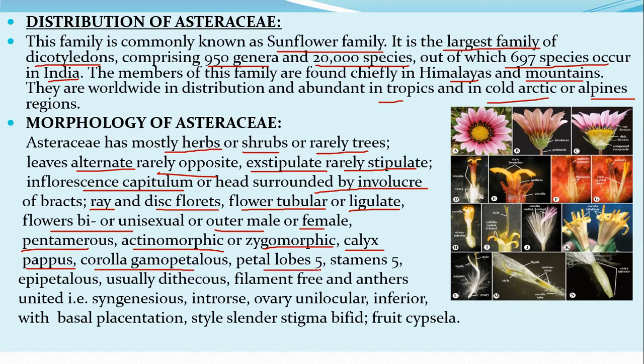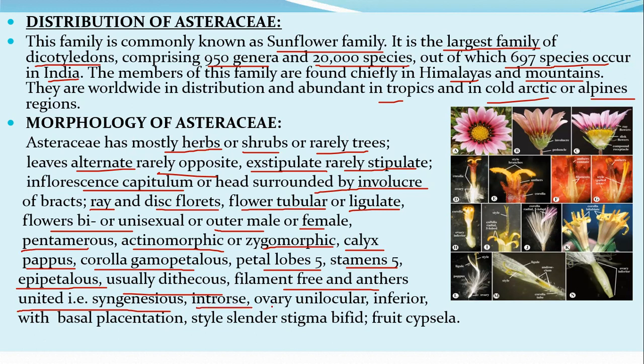In disc florets, 5 petals are there, 5 stamens are there. Stamens are united with petals, so it is called epipetalous. Usually dithecous. Filaments are free. Anthers are united, so it is called syngenesious. This line is also important: stamens split open towards the middle, introrse.